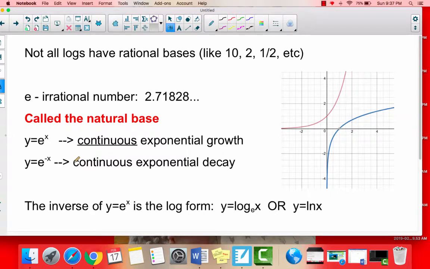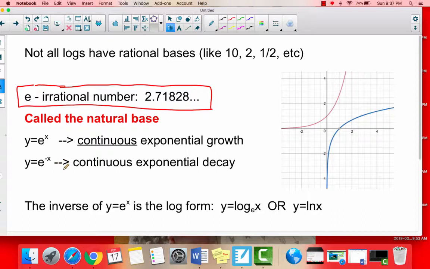The last video we focused on what we called the common log, and that common log had a base of 10. In this video we're going to be focusing on what we call the natural log. The natural log is a log function that has a base of e. E is an irrational number, 2.71828, and then of course because it's irrational it continues on forever.